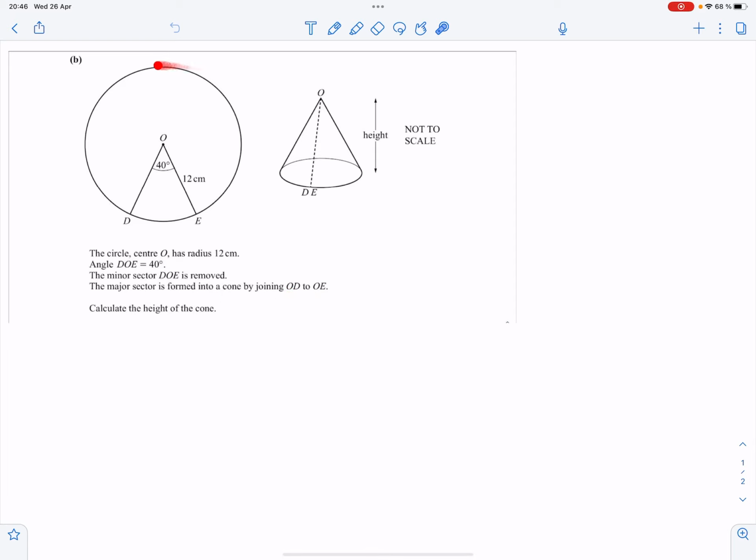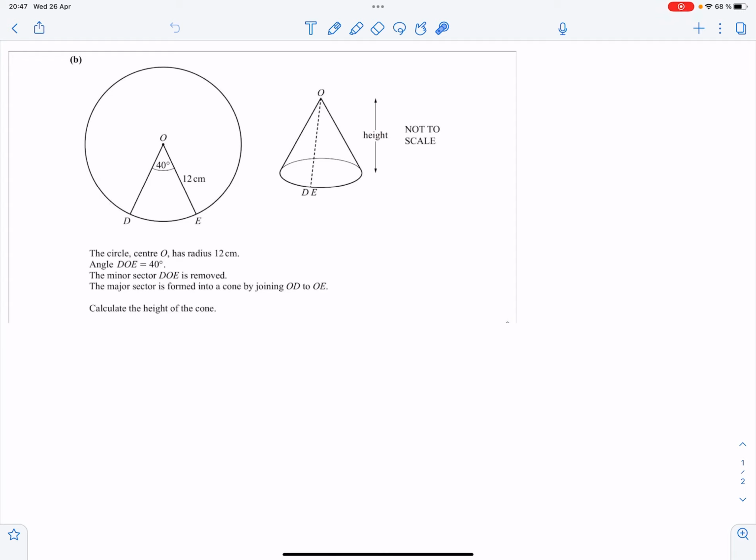So imagine if this were a sheet of paper, you cut out the minor sector, and then if you bring this point D to this point E, it will form the cone that you see here. And we need to calculate the height of the cone. Okay, that's our task here. We need to find this total height.